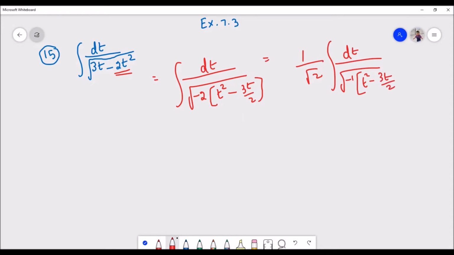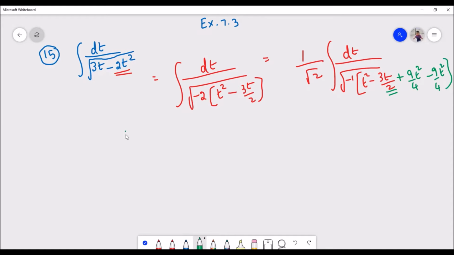Now this 3t by 2 is nothing but the 2ab term. So to make it a perfect square, we will add and subtract 3t by 2 by 2 whole square, that is b by 2 whole square. So we will add and subtract 9 by 4 t square term.